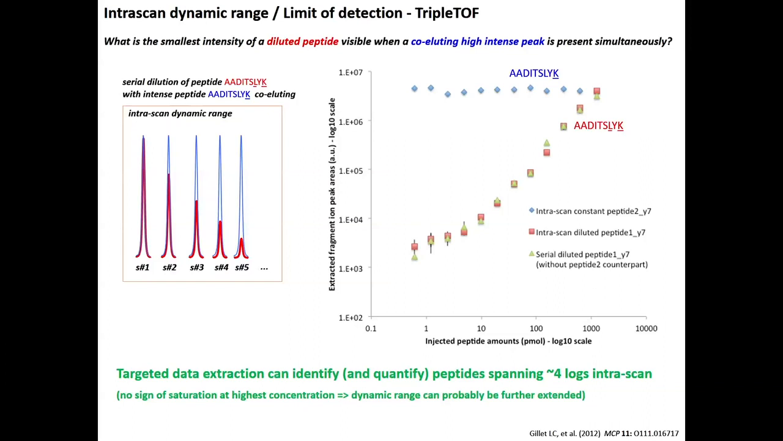And the conclusion I had in the SWATH paper was that it was more about the concept of the machine and the data acquisition concept, that the targeted data extraction can identify peptides spanning almost 4 logs of dynamic range. And as you can see here, there is actually no sign of saturation. So we could eventually even try to push the concentration higher in the higher range here. Here we run out of signal, but in that range, I think there is still some place where you can play a little bit more.